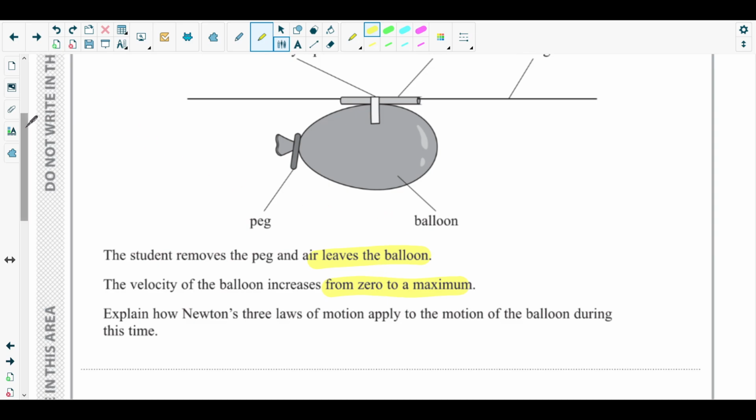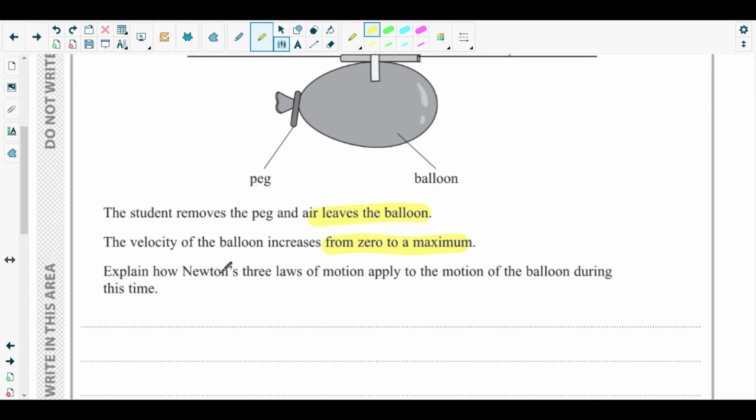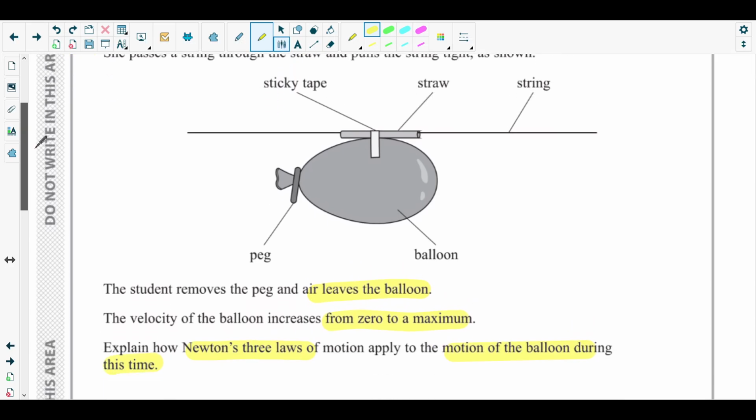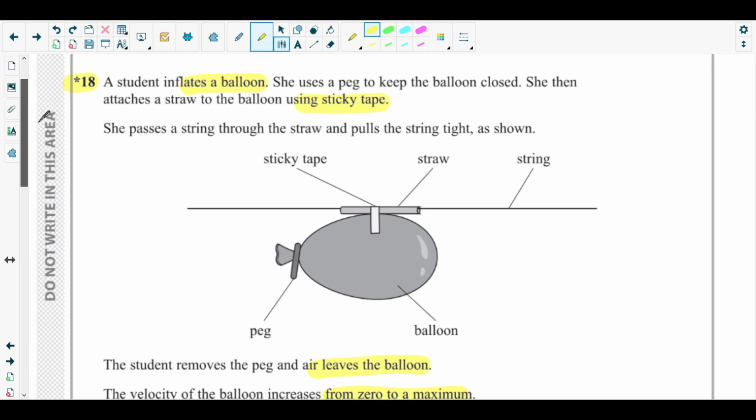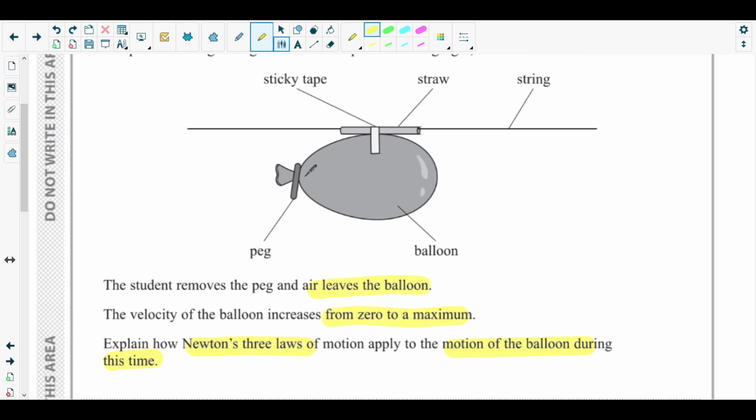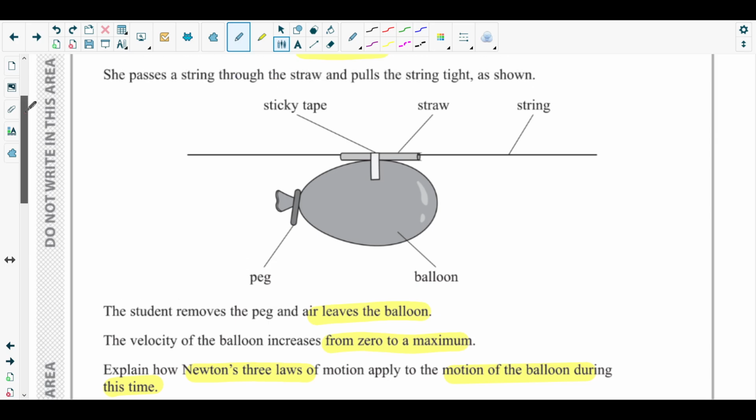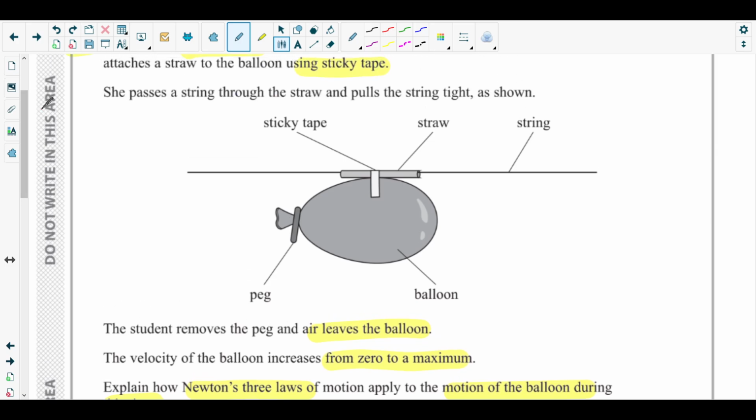Now we need to explain here how Newton's three laws of motion apply to the motion of the balloon during this time. Using the three laws of Newton's laws of motion, we need to explain how the motion of the balloon can be described. At first, what we can start with, just consider what is happening initially at the beginning.